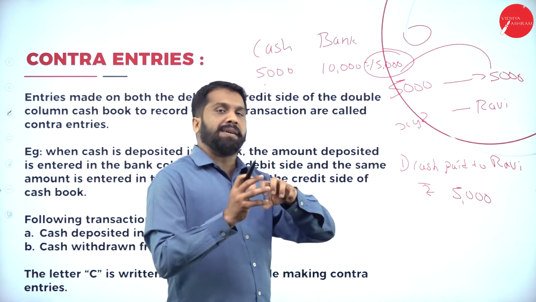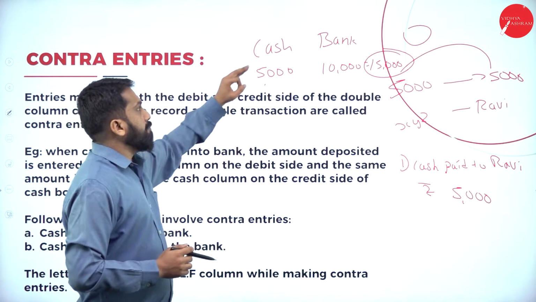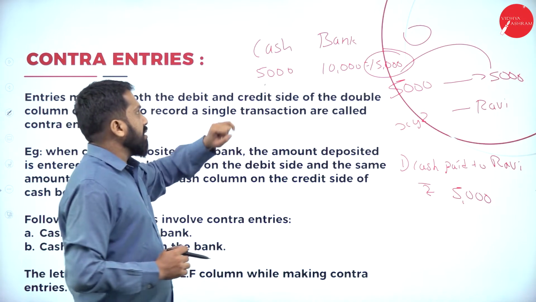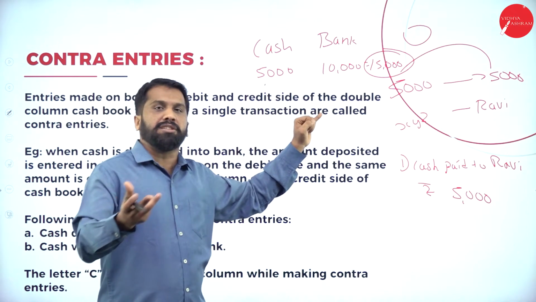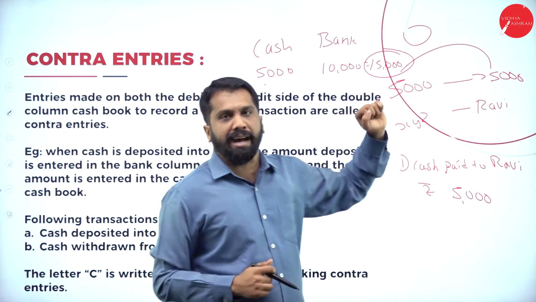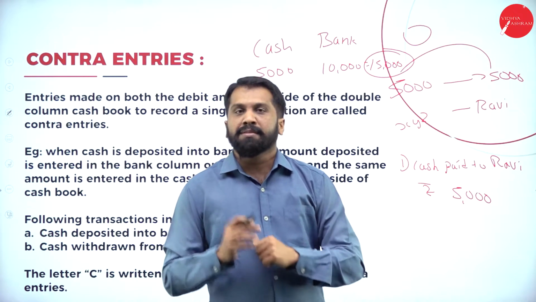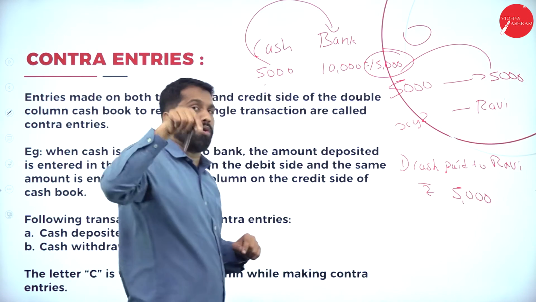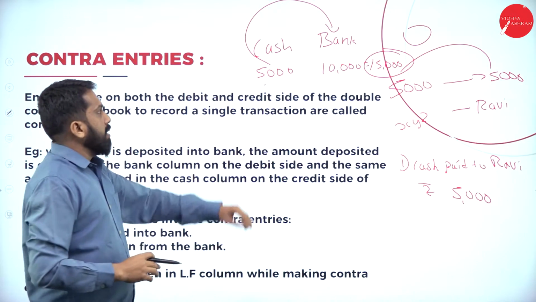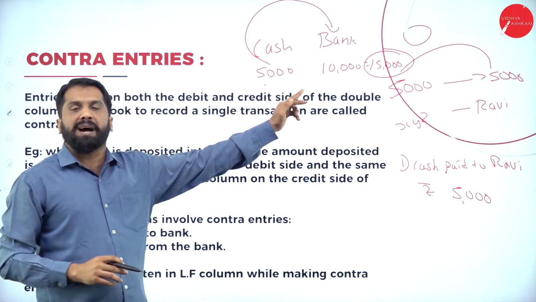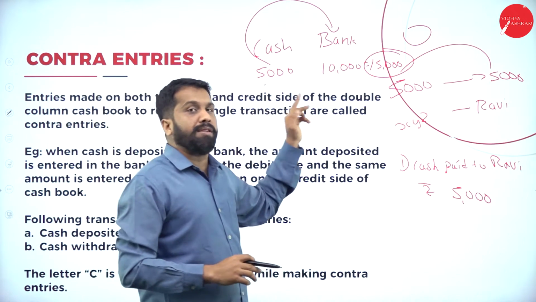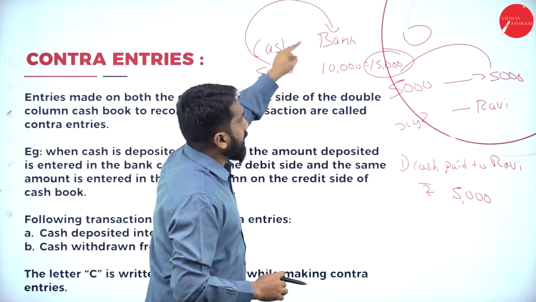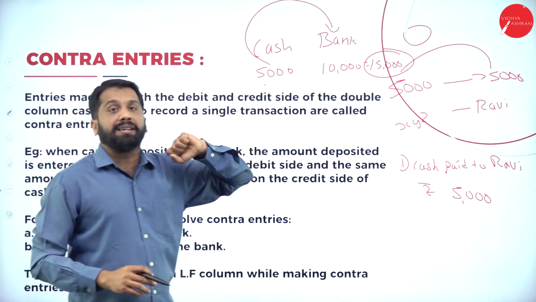But the same example will come back. You have 5,000 in cash, 10,000 in bank. Now, you don't want to keep cash with you because it is a danger. Somebody will come and take that cash. Now, what will you do? You will deposit this 5,000 into your own bank account. Now, you have cash 5,000, bank account 10,000, total 15,000. Out of 15,000, 5,000 you have deposited in your bank account.